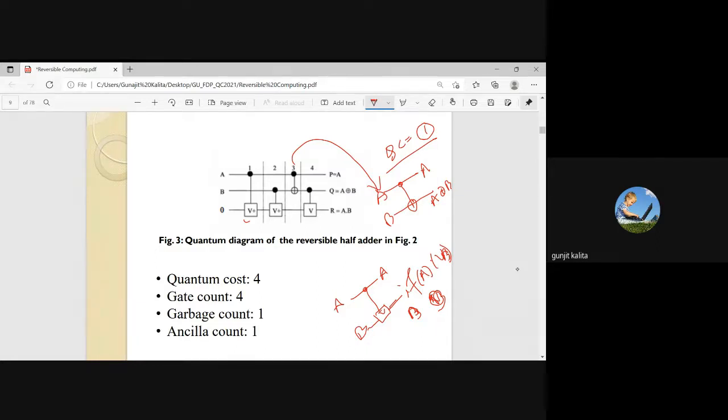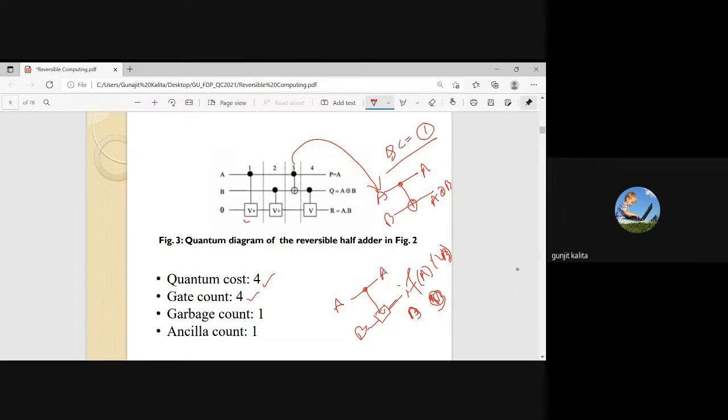We see 1, 2, 3: two V plus gates and one V gate, so three controlled-V gates, and one CNOT. So total 1, 2, 3, 4 gates are required. If you see the lines drawn over here, this line is independent, and this is also independent. Definitely its output is input to this, but they are almost independent. So when you draw the line, the depth of every gate is 1, 2, 3, 4. We are using 4 elementary gates over here, so the quantum cost of this will be 4. The gate count is 1, 2, 3, 4 in this case, so the quantum gate count is 4.